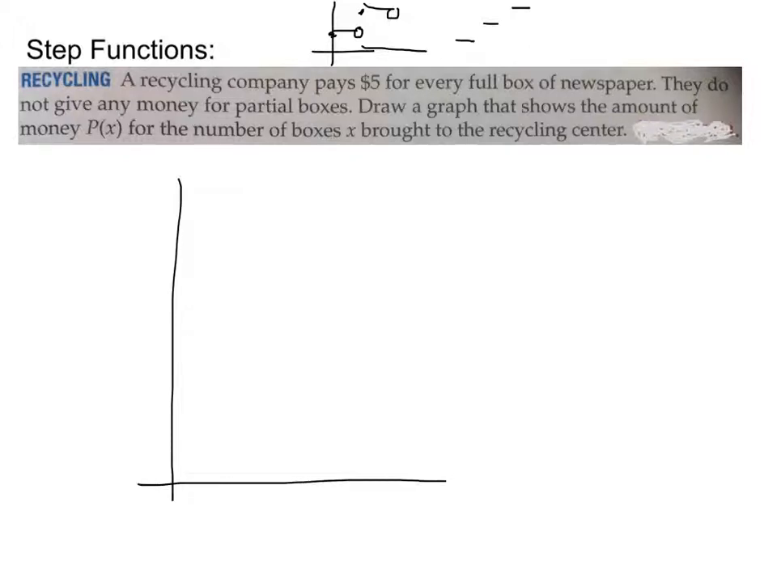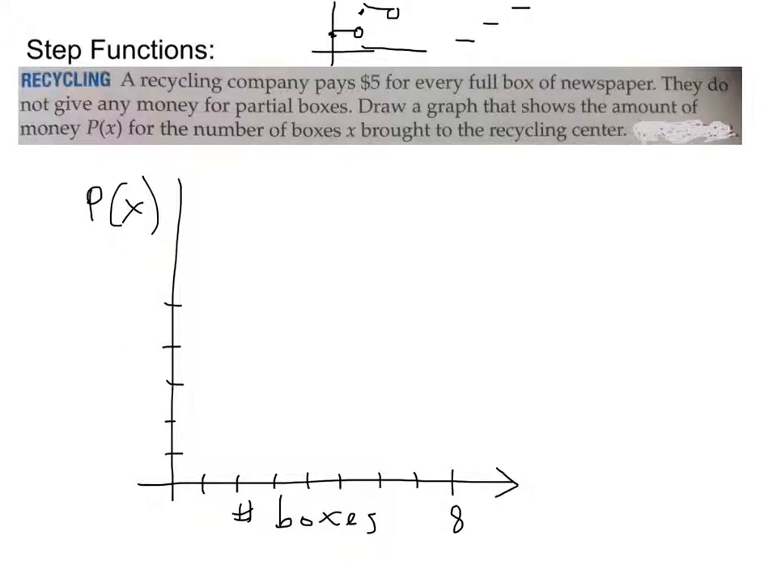Okay, first off, it said to draw this in terms of P of X. This is the number of boxes. Alright, well, let's go 1, 2, 3, 4, 5, 6, 7, 8. We'll go up to 8. Then we need to go 5, 10, 15, 20, 25, 30, 35, 40. So we'll say it's 10, 20, 30, and 40.